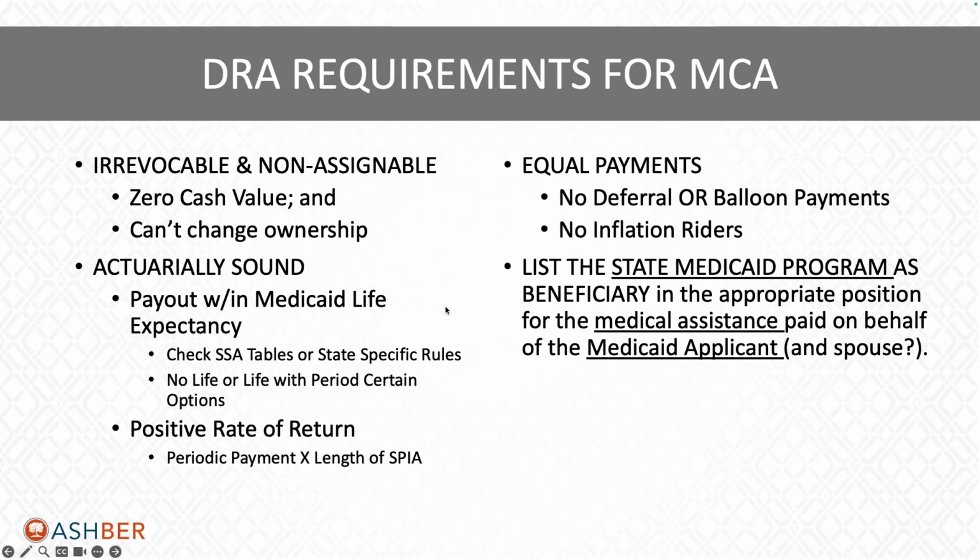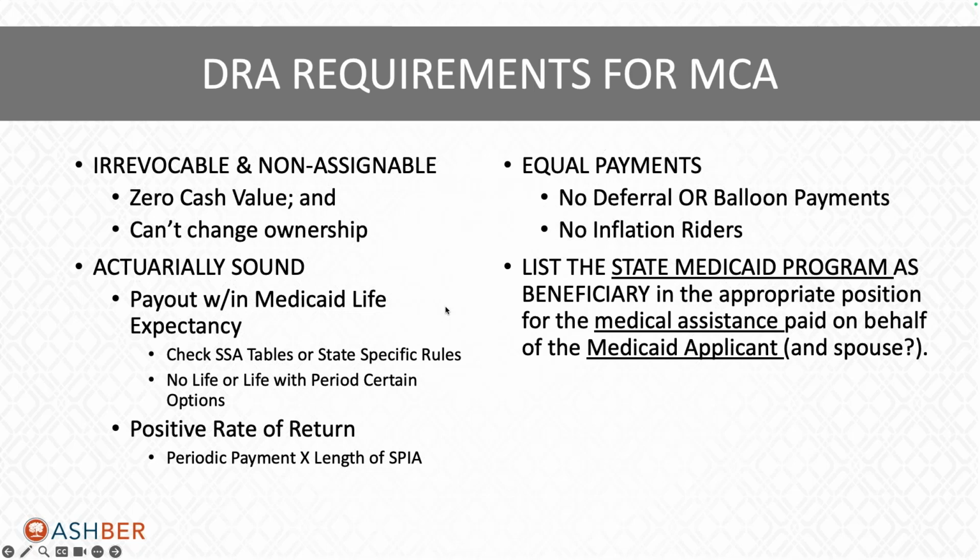So specifically, that means it has to provide a payout within the Medicaid life expectancy. Depending on your state, you want to check the appropriate tables to determine that life expectancy. And keep in mind that this does mean there should be no life or no life with period certain options with a Medicaid compliant annuity, because that will imply a longer term than their life expectancy. So when you're looking at a Medicaid compliant annuity, you want period certain only payouts. And then additionally, to make it actuarially sound, it needs to provide a positive rate of return.